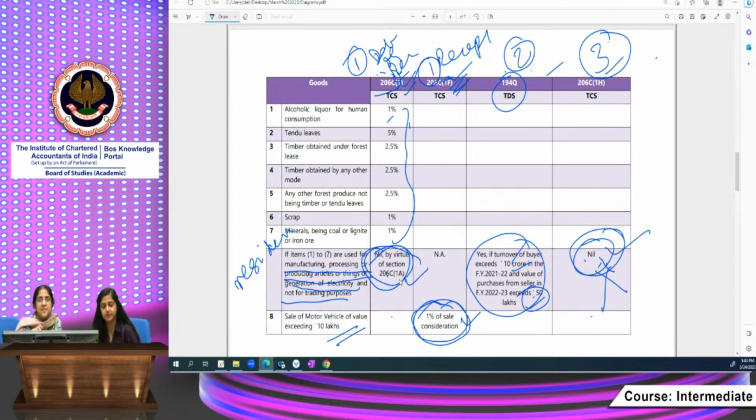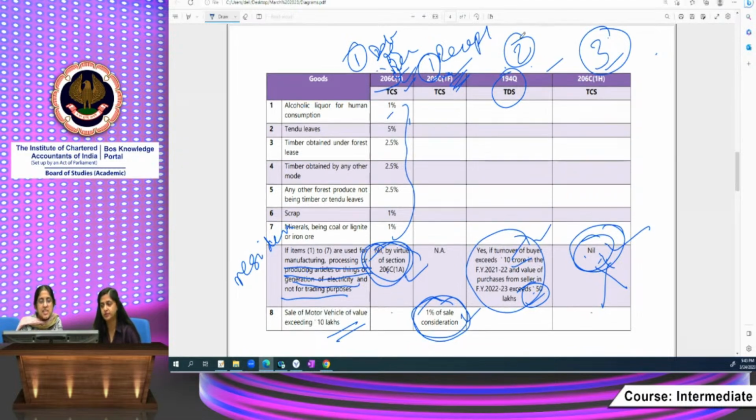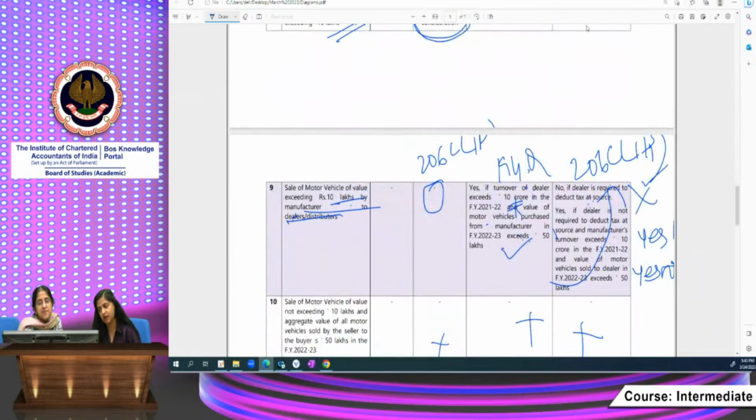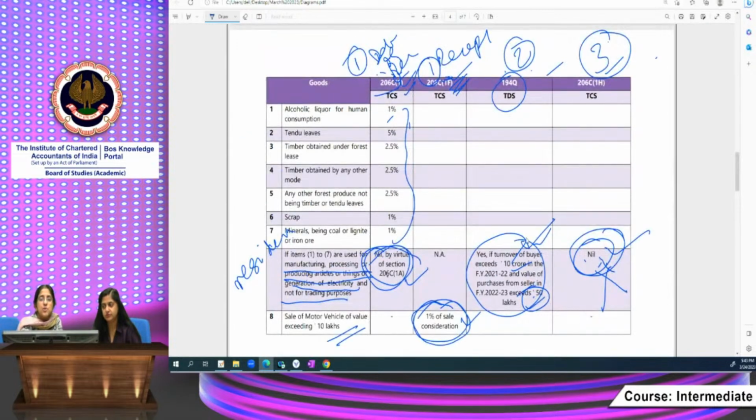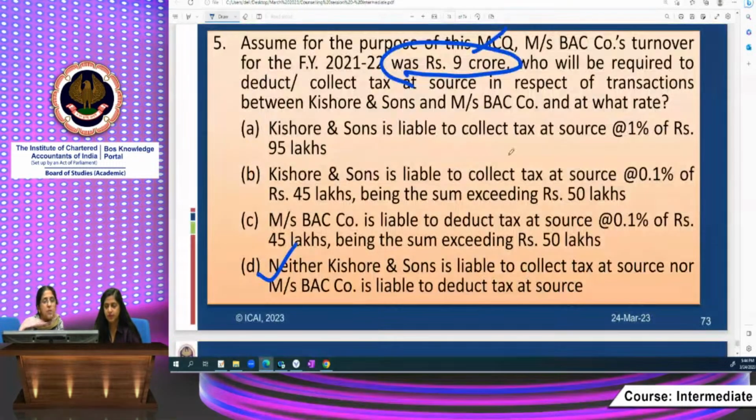The circular has clarified that this is not applicable. The same circular has clarified that 194Q has to be seen. So this is the case. In all other cases, you have to see 194Q first. But in this case, you have to see only 194Q. If 194Q is not attracted, then nothing will be attracted, because this is already exempt here. 206C1H is not applicable. I hope it's clear.